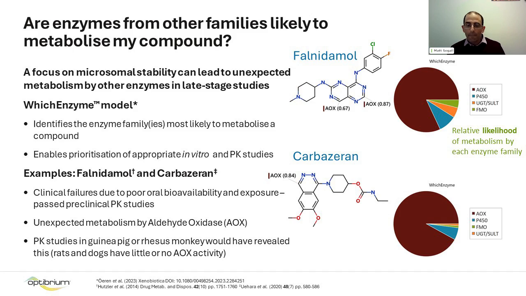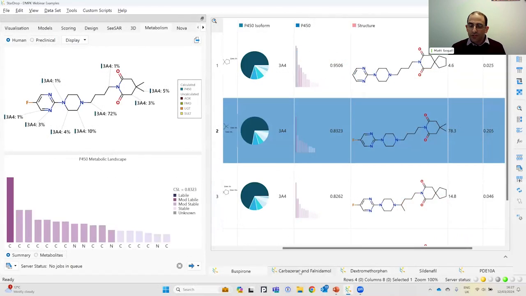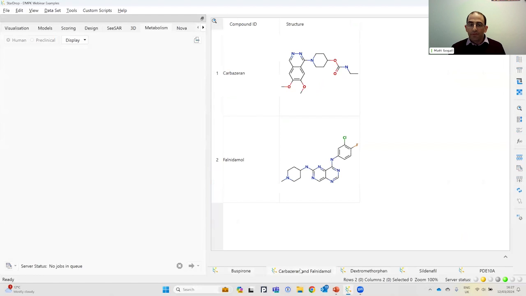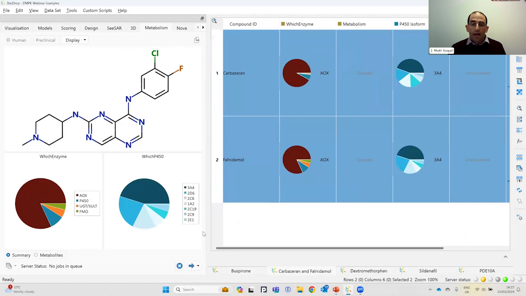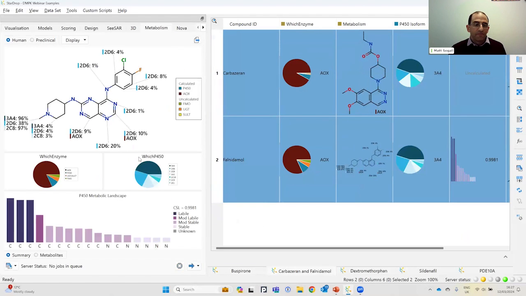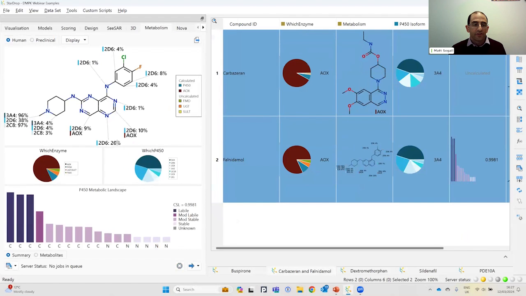I'm just going to jump back into the software. I'm just going to bring up these two molecules here. And again, I'm going to predict the metabolism of these compounds. Again, the results appear instantly just for convenience because I have pre-calculated those.